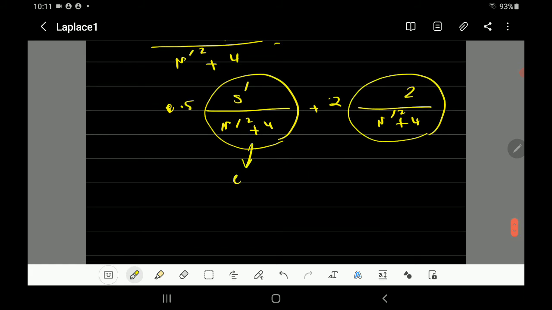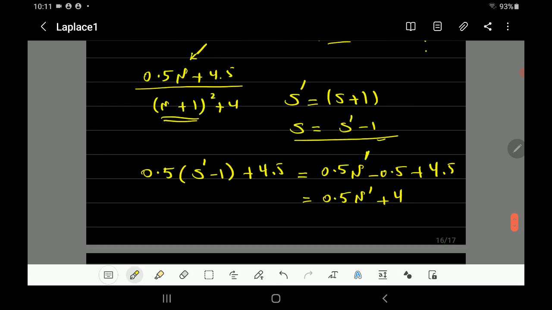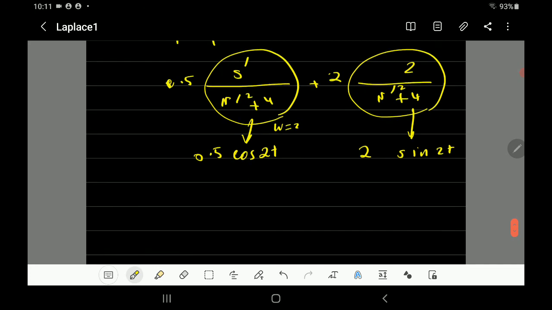So this one will give you cosine omega t, and omega is equal to 2, so cosine 2t. And this one will give you sine 2t. You have a constant here, 2, and you have a constant here, 0.5. Don't forget, s dash is equal to s plus 1 because we have a shift. So now we add the shift, e to the minus t. You're done. That's it.